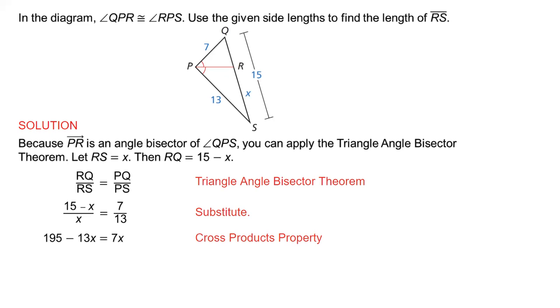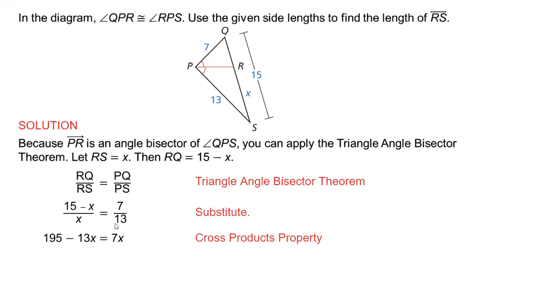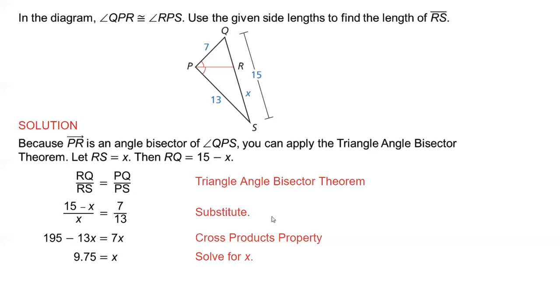So when we cross multiply, you need to make sure that when you're multiplying your 13 times 15 minus X, it is a quantity, so that's parentheses. And that means you need to distribute your 13 times 15 to get 195, and 13 times negative X to get negative 13X. Then you got 7X for the other one. Add 13X to both sides to get 20X. And then when you divide 195 by 20, you get 9.75 as the length of your X.